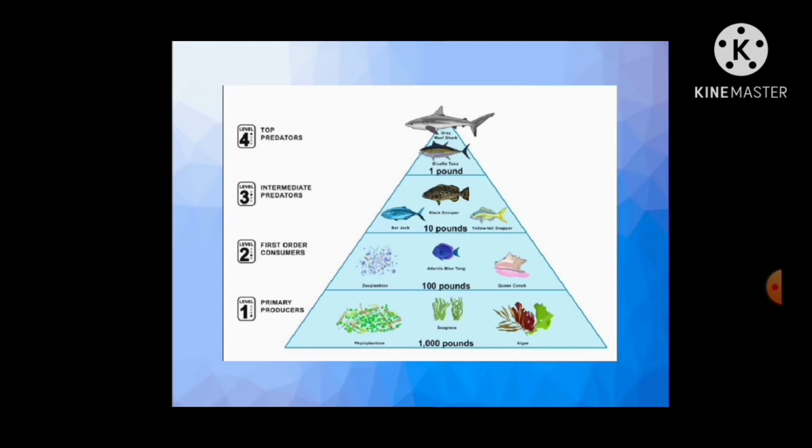Next is the tertiary consumers, the apex predators or the top predators. Carnivorous organisms that are not preyed upon. Example of this is sharks, tuna, and seals.